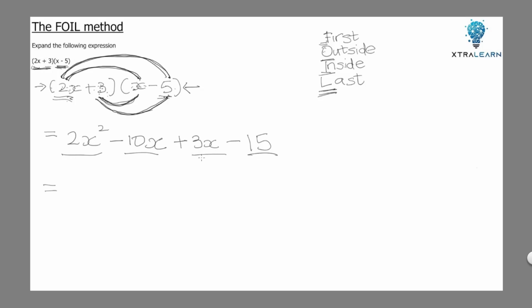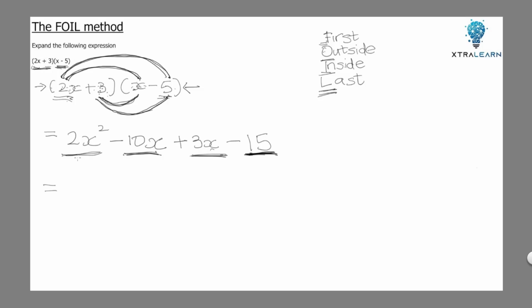Well, if you look for like terms, the first term is a 2x squared, and there's no other 2x squared, so that can't be added with anything else. The last term is a constant, a minus 15, just a regular number. There are no other regular numbers in this expression. Everything else has an x in it, so we can't add the 15 to anything else. But if you look at the two middle terms, they're both x terms. There's a minus 10x and a 3x, and we can add those two together.